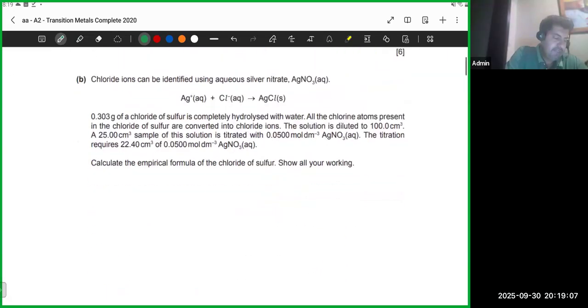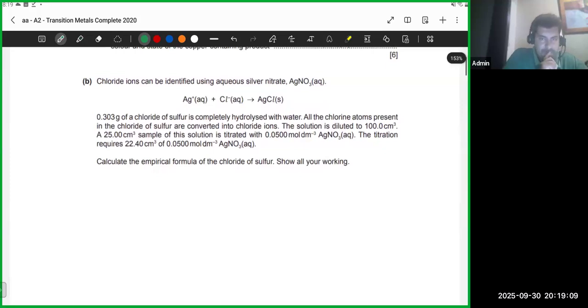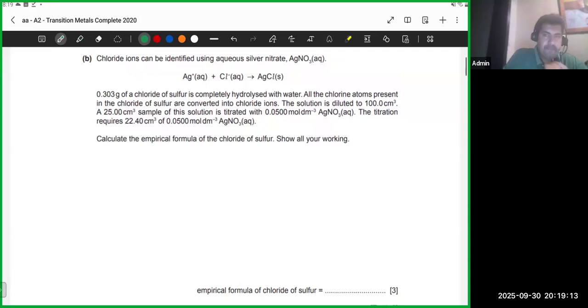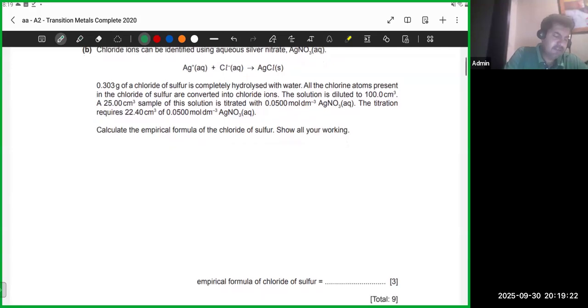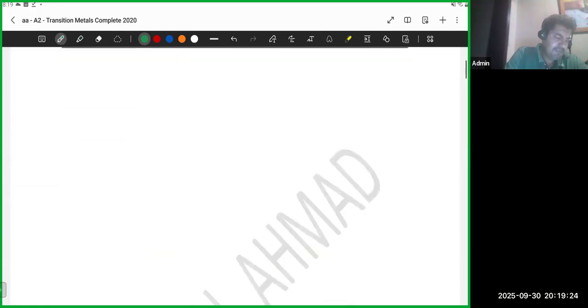Okay, this one is a moles question, by the way, but let's do this. Actually, it's got nothing to do with transition metals. We'll do that later on. It's a moles question.